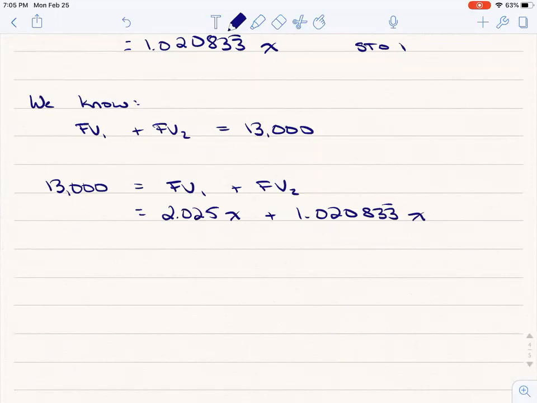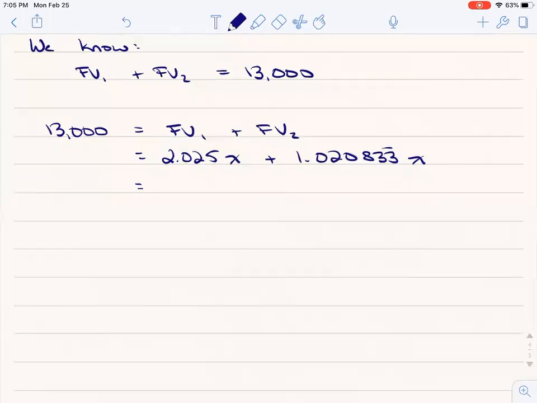We have basically 1x and 2x, with some decimals. But you can combine these like terms, because you've got x and x. Adding these up, I've got 1.020833 on my screen, so I can just add 2.025, which is 3.045833 repeating x.